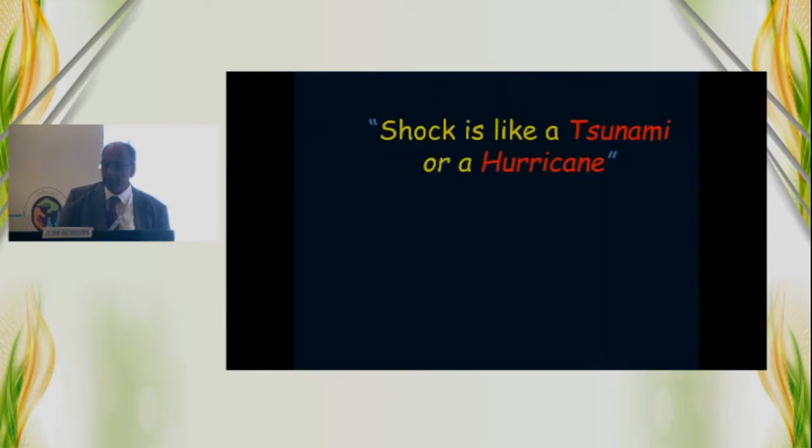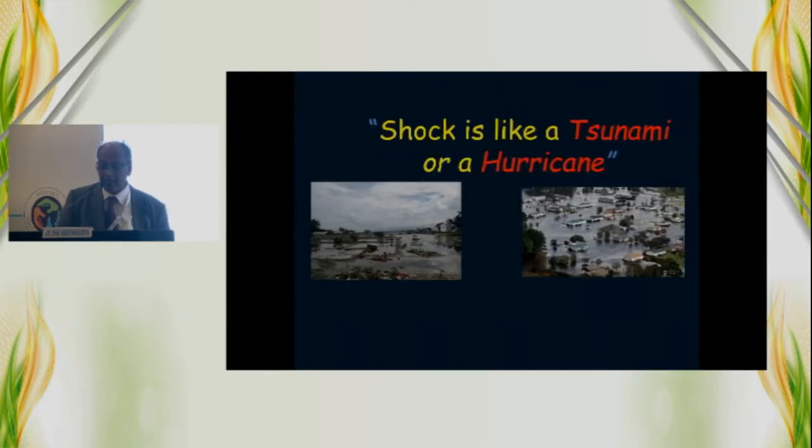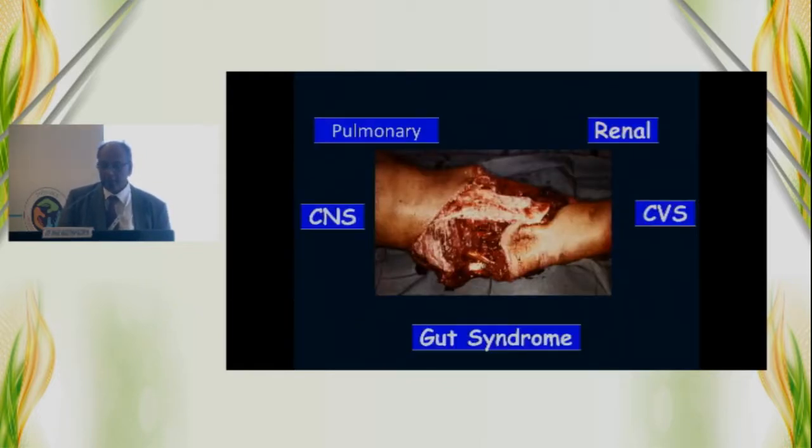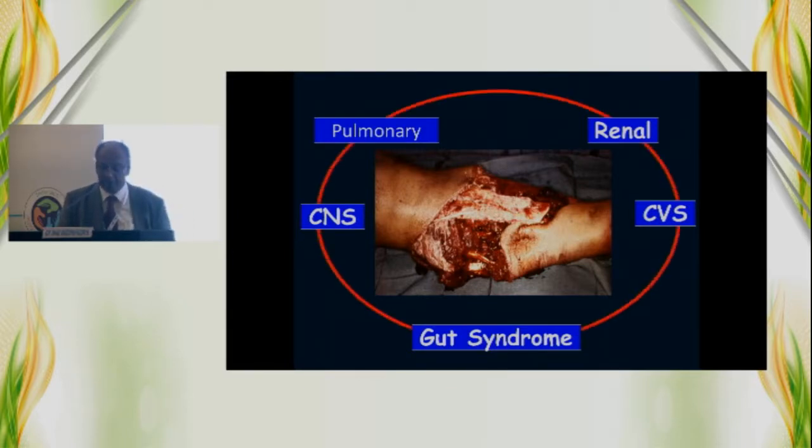Shock is like a tsunami or a hurricane, and these are images from the recent tsunami in Indonesia or Hurricane Florence in Florida, and the devastating secondary effects last a long time after the initial event. This affects almost every organ system in the body, which can also lead to further problems, which then goes into a vicious cycle.